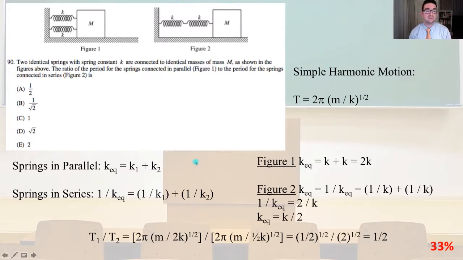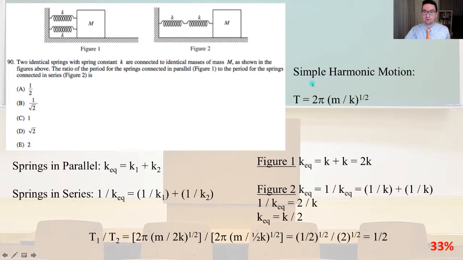Number 90, two identical springs with spring constant k are connected to identical masses of mass M as shown in the figures above. The ratio of the period for the springs connected in parallel, figure 1, to the period for the springs connected in series, figure 2, is, so let's just do a quick side note, where springs in parallel, the k equivalent is going to equal k1 plus k2, where springs in series, 1 over k equivalent is going to equal 1 over k1 plus 1 over k2.